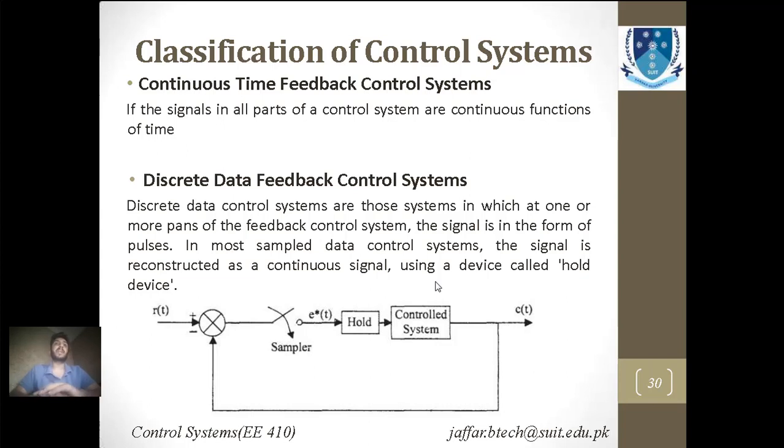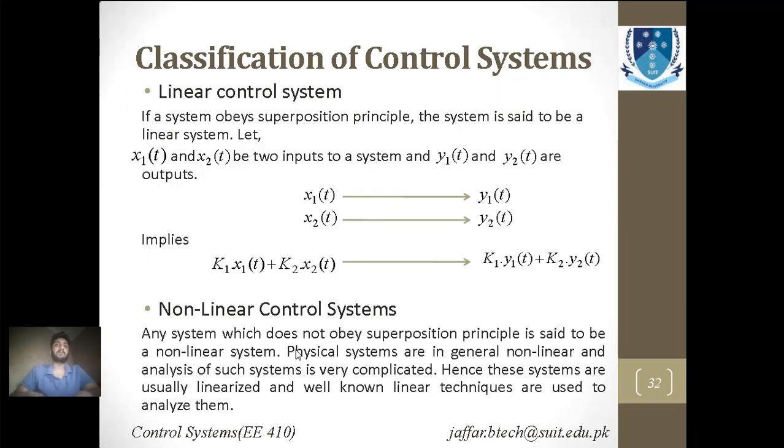These are some further classifications of control systems: continuous time feedback control systems and discrete data feedback control systems. The difference is in the signals involved. If the signals are continuous, we use a continuous time feedback control system. If the signals are discrete, occurring after some instant of time, that is using a sampler. You have to sample different data and make it a discrete signal. If the signal is discrete, the system should be a discrete time feedback control system.